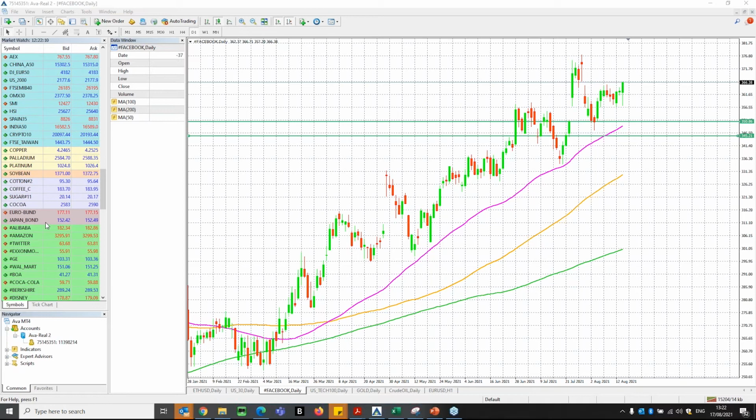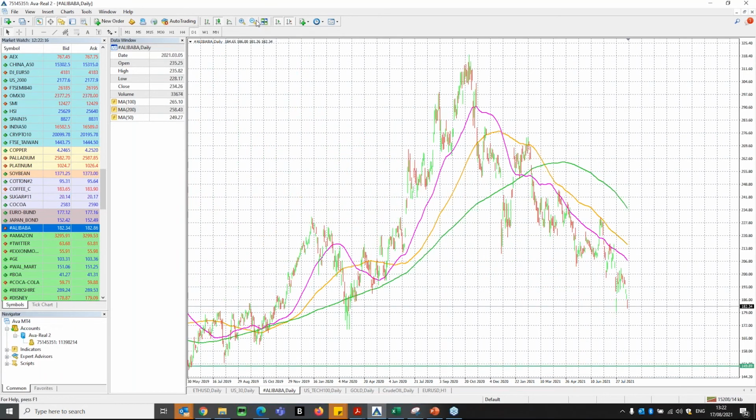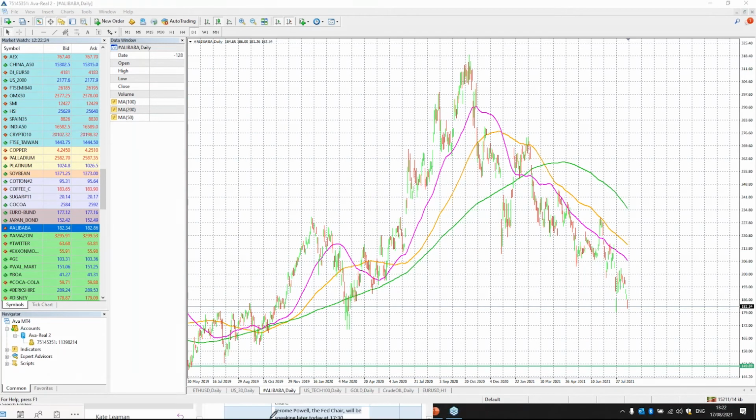Okay, now let's look at some other stocks. So Alibaba was the one that I was referring to, you guys. Now look at that. This is why we are seeing a massive sell-off in the Nasdaq, or at least we are not seeing the big momentum to the upside. Because look where Alibaba is trading. It is in this massive downward trend.